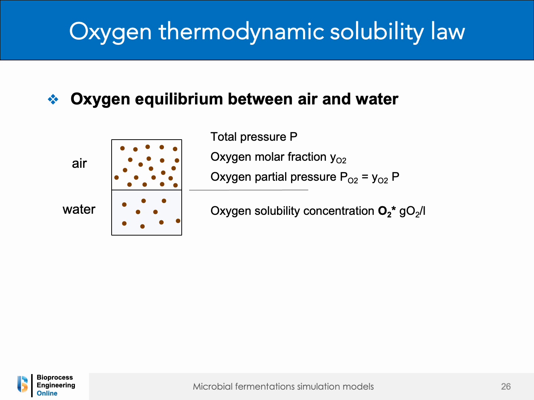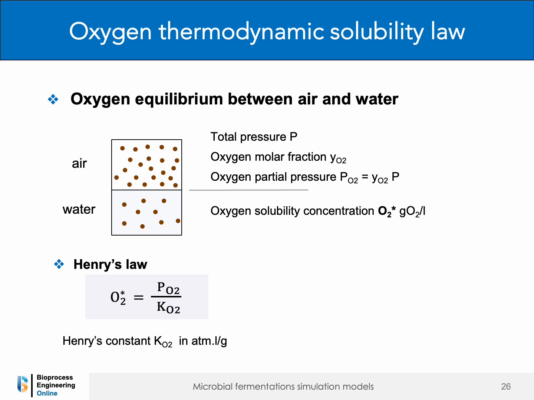What is the thermodynamic law for oxygen solubility in water? Oxygen solubility refers to the concentration of dissolved oxygen in water at equilibrium with the oxygen partial pressure in the air. It represents the maximum amount of oxygen that can dissolve in water at a given temperature and atmospheric oxygen content. Oxygen solubility is described by Henry's law, which governs the equilibrium between oxygen and air and its dissolved form in water.